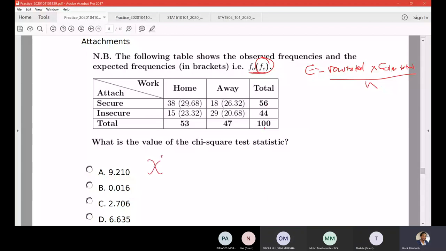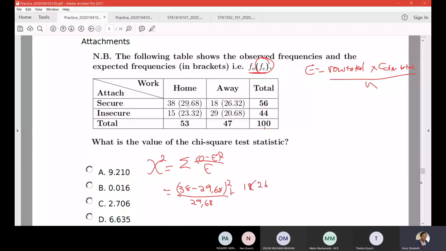So what they want you to do is to calculate your chi-square test, which is the sum of your observed minus your expected, squared, divided by the expected. So it's your observed minus your expected squared divided by your expected. You will need to go and calculate it. So our observed is 38 minus 29.68, squared, divided by 29.68. It's going to take us forever.